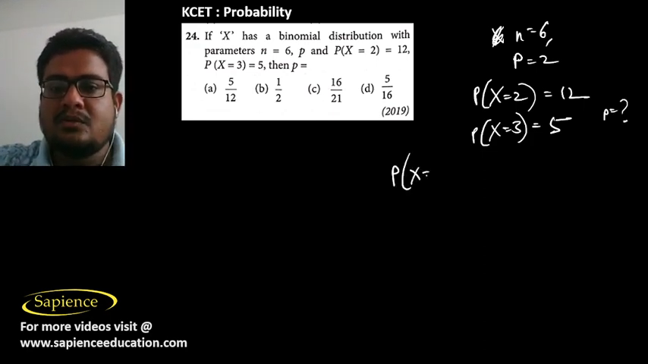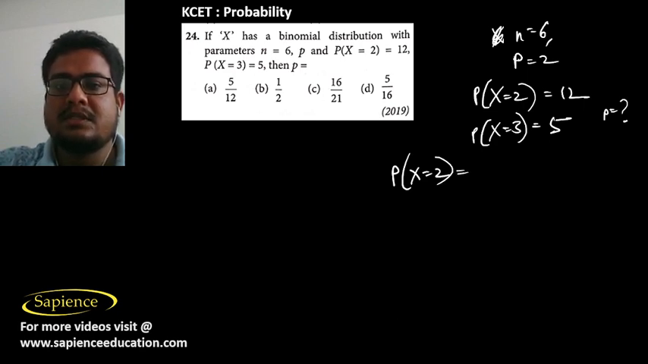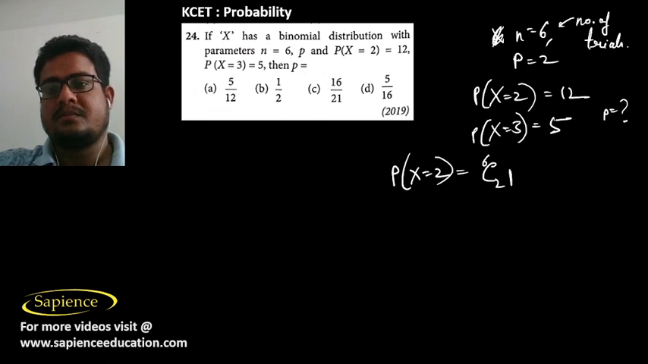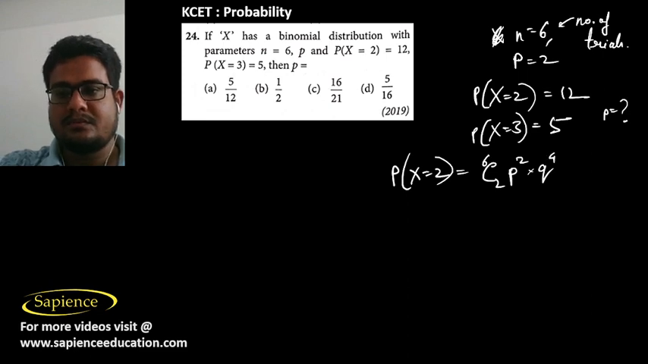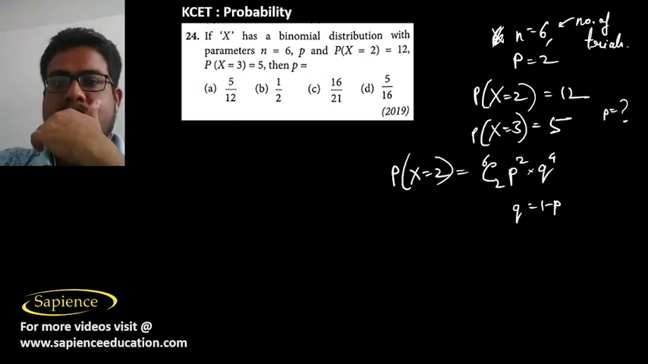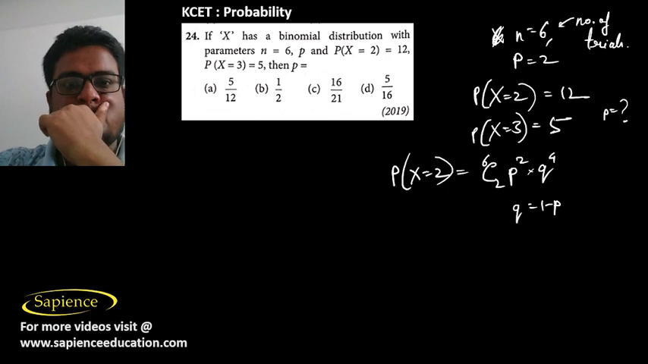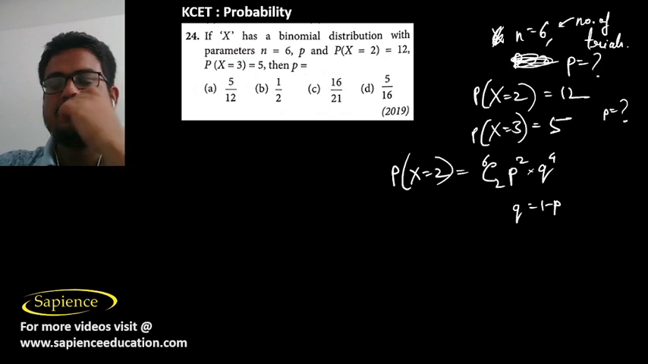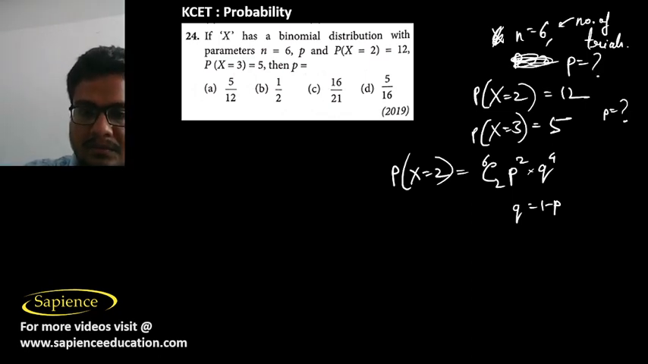So P of X equal to 2 means the probability of getting 2 successes out of these 6 trials. N is the number of Bernoulli trials. So this will be equal to 6C2 into P power 2 into Q power 4, where Q is equal to 1 minus P.